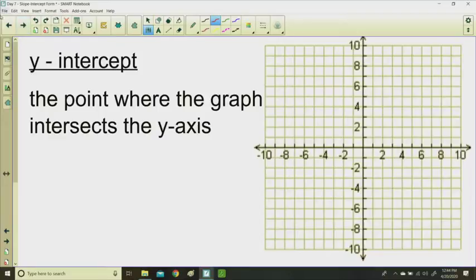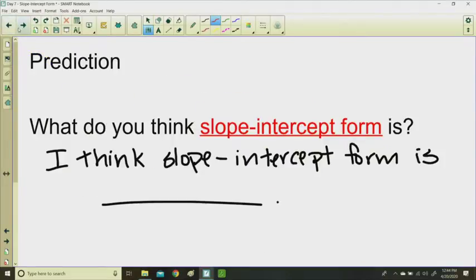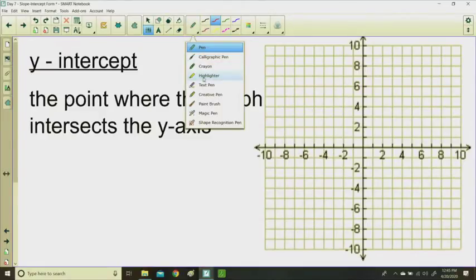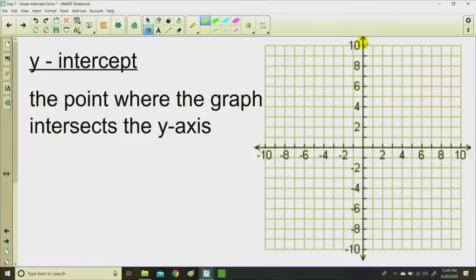Now, what is the y-intercept? We know what slope is. We just checked it, right? Slope is the rise over the run. So what is the y-intercept? So remember from before, the y-intercept is the point where the graph intersects the y-axis. Now I'm going to go ahead and highlight the y-axis in yellow. The y-axis is the vertical. Ooh, that's terrible. The vertical axis right over here.